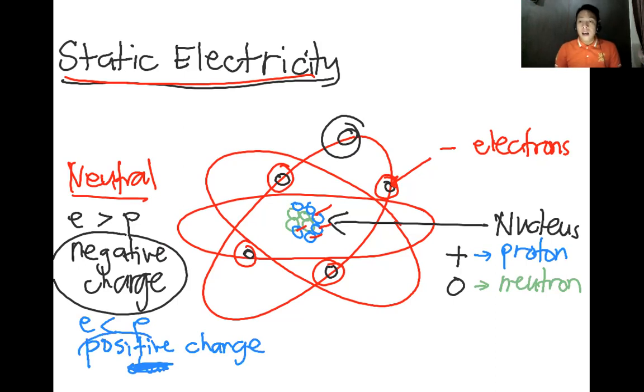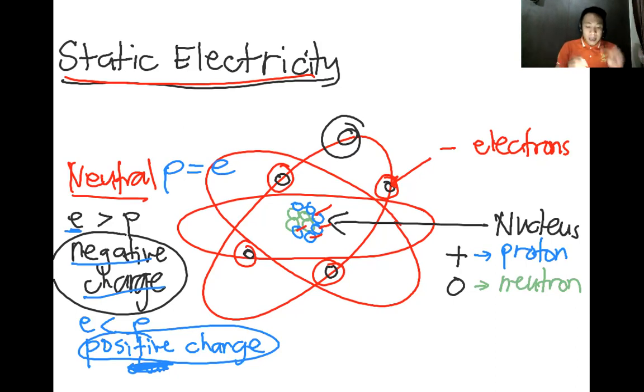These are the basic things that we must know before we proceed to static electricity, or how we can understand static electricity. If we have neutral, that means the number of protons and electrons are equal. If the number of electrons is greater than the number of protons, we call this negative charge. If the number of electrons is less than the number of protons, then we have a positive charge.